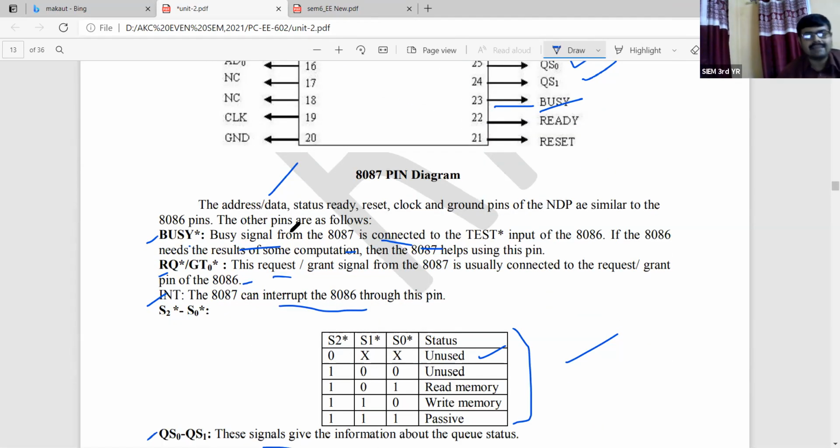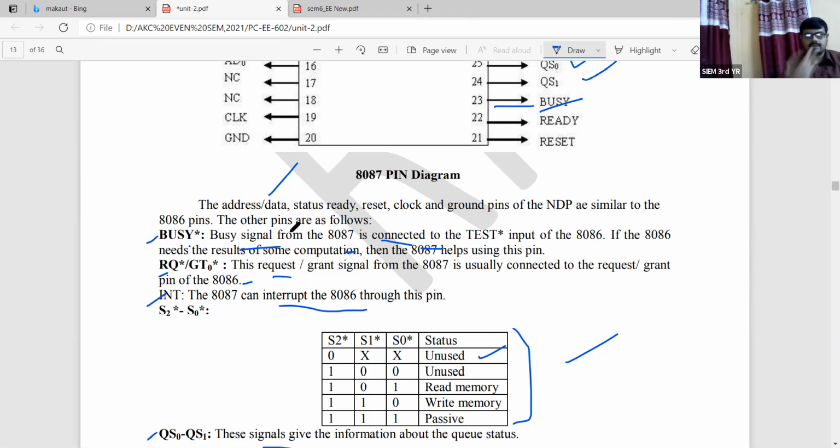We have mentioned that the address and data bus, status, ready, reset, clock, and the ground pins of the NDP are similar to the 8086 pins, because the operation of the 8087 is totally dependent on, or collaborated with, the operation of the 8086. So these pins of the 8087 are similar. There is no difference as such between the 8086 and the 8087.